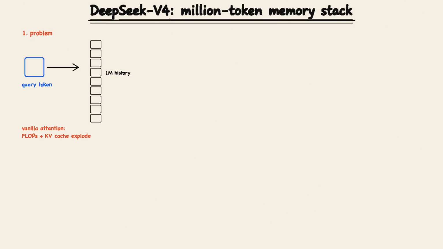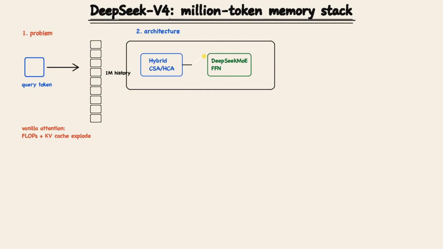So the paper is not just saying, make the context window longer. Exactly. DeepSeek-V4 says long context is a memory design problem. The paper keeps the familiar transformer skeleton, but changes the expensive parts around long context.